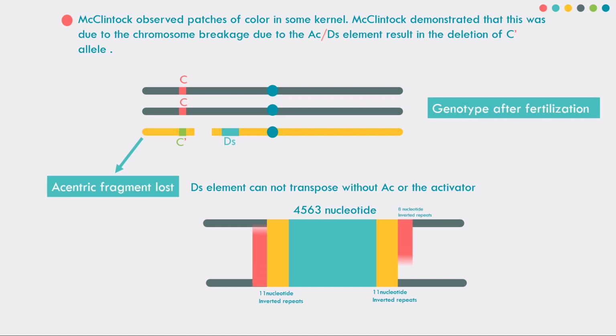This is the basic structure of the Ds element. It includes 4, 5, 6, 3 nucleotide and 11 nucleotide inverted repeats and 8 nucleotide direct repeats.